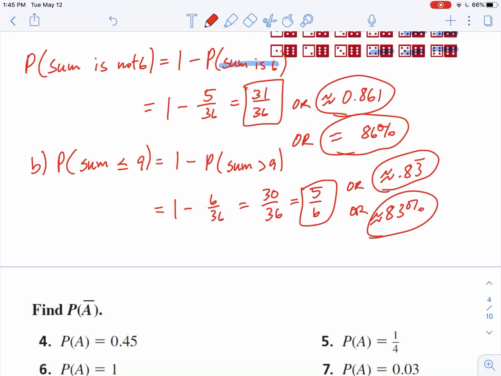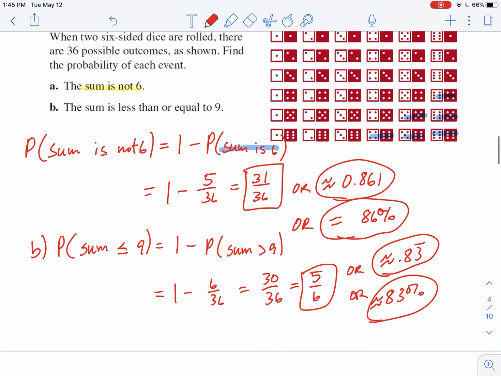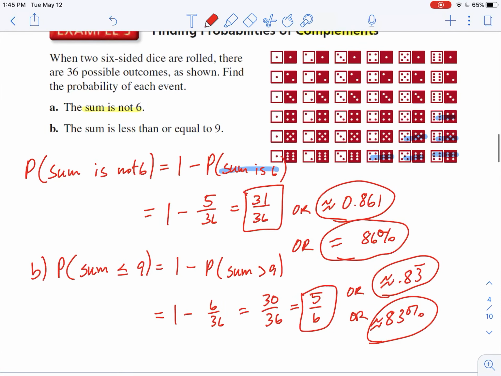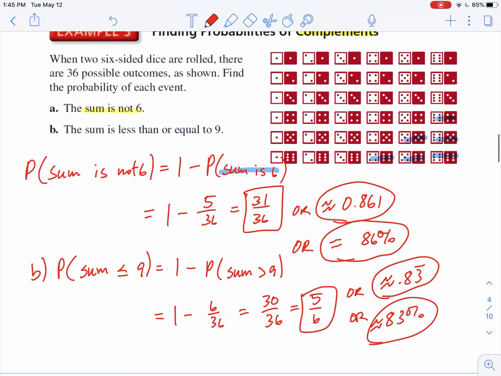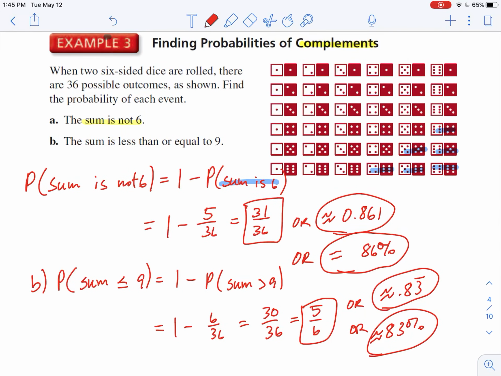So the chances of you finding 2 dice where the sum is less than or equal to 9 is about 83%, which is, again, pretty obvious when you consider that most of the sums are less than 9. So a really good chance that that would happen. Okay, so that's us using kind of the opposite of something in order to find its probability, because sometimes it's easier to find the probability of its opposite and then just subtract that from 1.